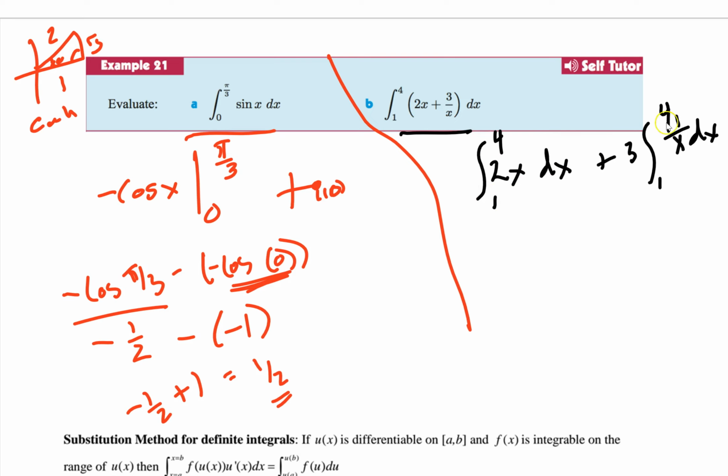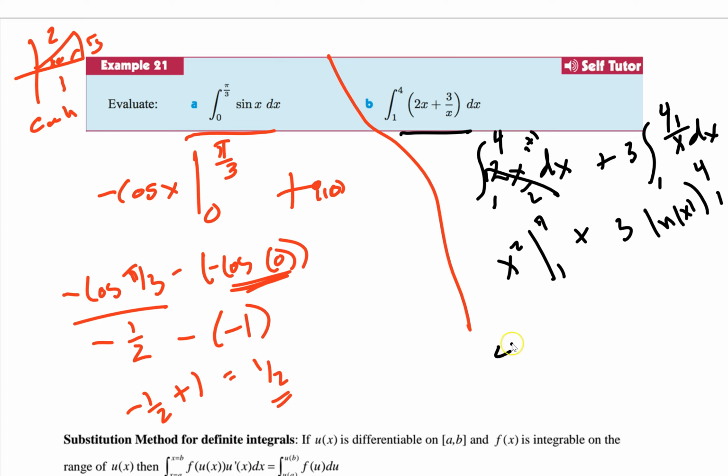If I separate it, keep the limits on both of them. Then what we're going to do right here is integrate it. Add 1 to the power, divide by the new power. We get x squared from 1 to 4 plus 3 times the integral of 1 over x, natural log. So natural log of x from 1 to 4. This one, top minus bottom, so 4 squared minus 1 squared. Same idea here, top minus bottom, 3 natural log of 4 minus 3 natural log of 1. So this is going to be 16 minus 1 plus 3 natural log of 4.